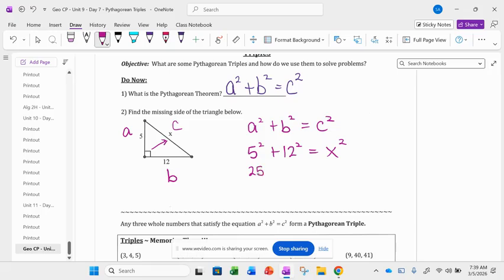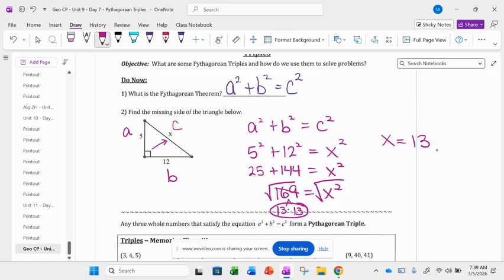This is 25 plus 144 equals X squared. This is 169 equals X squared. Now we solve. To undo a square, we take the square root. And I had given you a little warning. I had said that number, when it comes to solving that 169, that's going to be a perfect square. And I think almost everybody recognized that 13 times 13 gives us that 169. So now we have X is equal to 13. Nothing's left inside the radical.